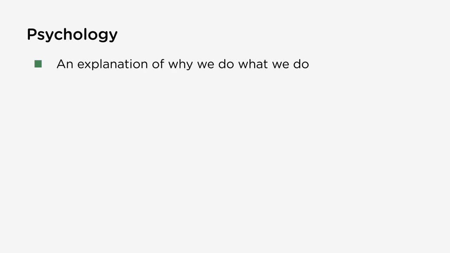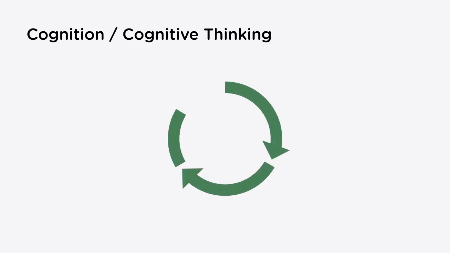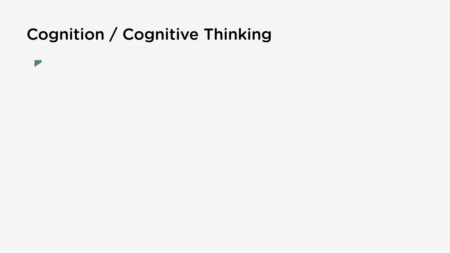In psychology, we have a term called cognition, or more specifically, cognitive thinking, which basically means our mental process, or the order we think. Cognition is always active, it never stops. Even in our subconscious, it's continuous. Problem solving is a form of cognition. Please take note that there are many different ways to solve problems using different techniques and principles. The process I'm going to share with you is one that I've put together over years of designing and creating.